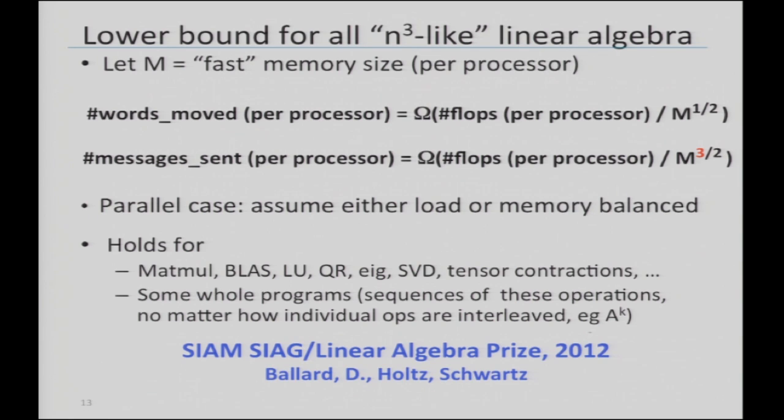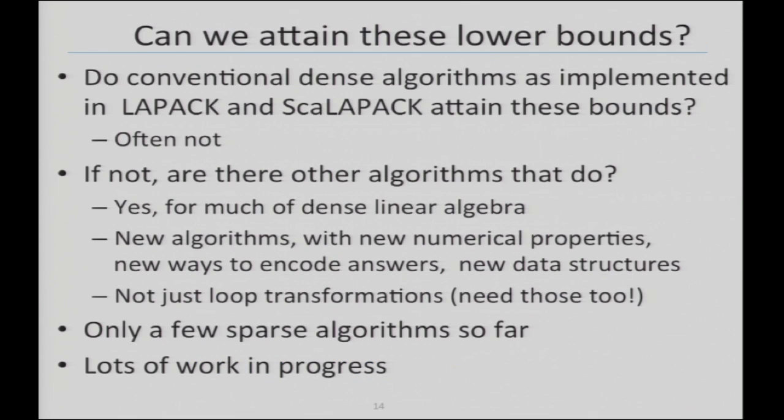So these are our goals. This is what we're going to try to attain. And as I said, all the algorithms in dense linear algebra, for LAPACK and ScaLAPACK in the dense case, often do not attain them. So our goal is to reinvent new ones. And for pretty much all of dense linear algebra, we've systematically reinvented all the algorithms and found algorithms that attain these lower bounds. And these algorithms are not just loop transformations. I mean, we need those too. For matrix multiply, you can think of it as just a loop transformation. But we have new numerical properties, new ways to encode the answers, new data structures. And so there's quite a bit of innovation required.